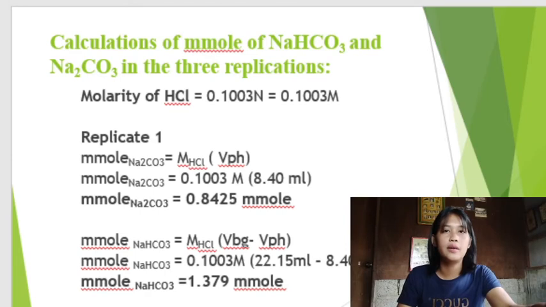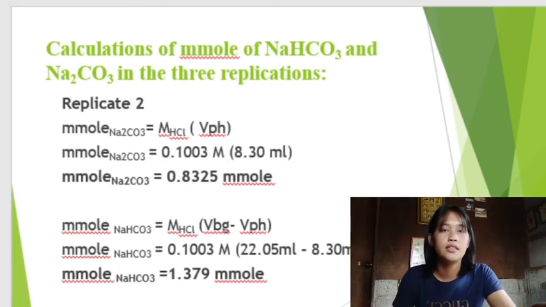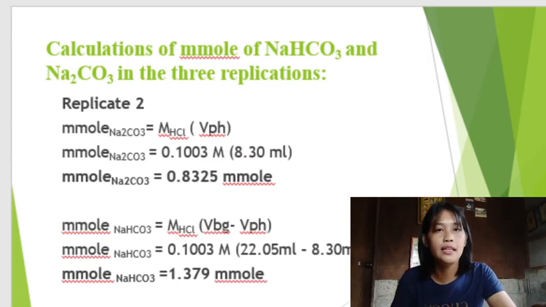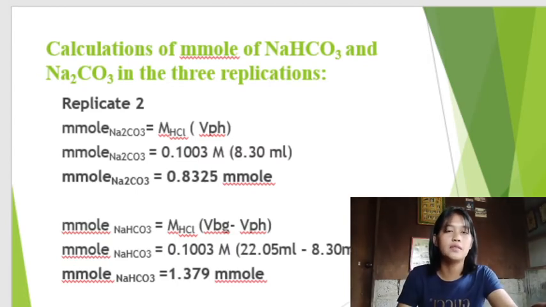Next is replicate 2. Same goes with replicate 1. We multiply the molarity of HCl times the volume of HCl delivered with phenolphthalein and we calculate 0.8325 millimoles of sodium carbonate.